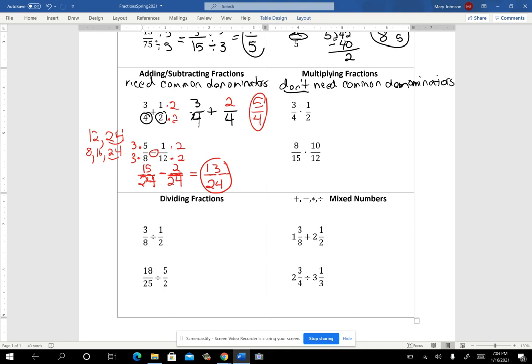All right, if I'm multiplying fractions, don't try to get common denominators, just multiply straight across. So this would be 3/8, and then you would look to see if it could be simplified, but it can't, so that's your final answer.